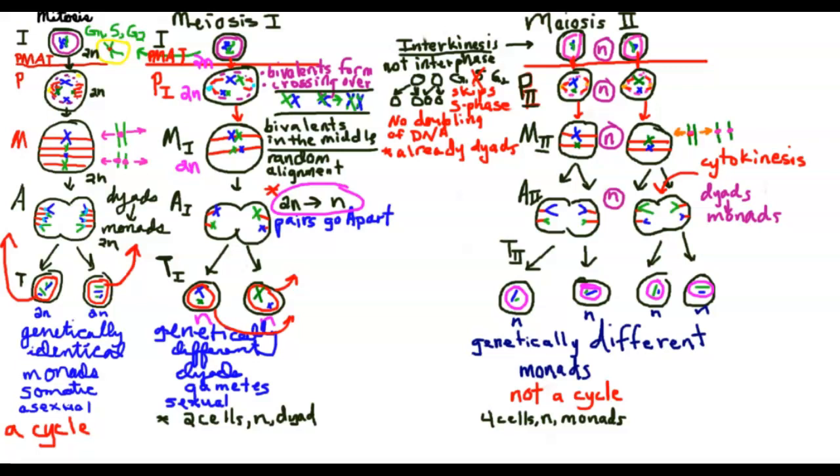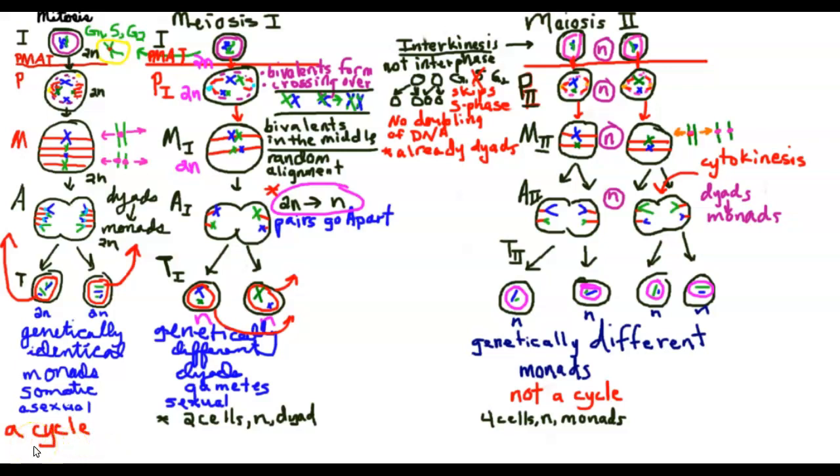So, finishing up meiosis with video 9. So this is a picture from the last video. Mitosis, meiosis 1 and meiosis 2. Mitosis, 1 diploid cell becomes 2 genetically diploid cells. They're all genetically identical, and this is a cycle.